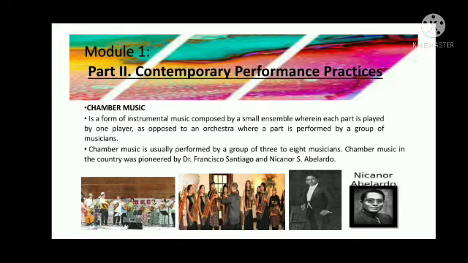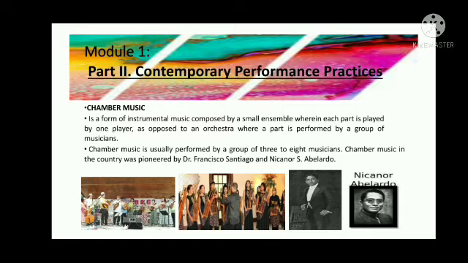Next, we have the chamber music. The tradition of chamber music was first established in the late 1700s and early 1800s by Haydn, Mozart, and Beethoven during the so-called Viennese Classical era. It is a form of instrumental music composed for a small ensemble wherein each part is played by one player, as opposed to an orchestra, where a part is performed by a group of musicians.